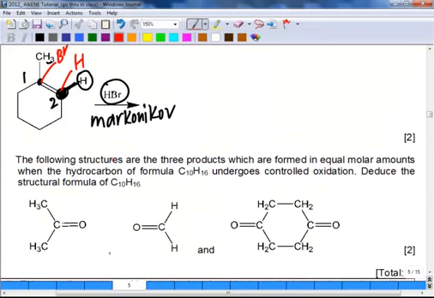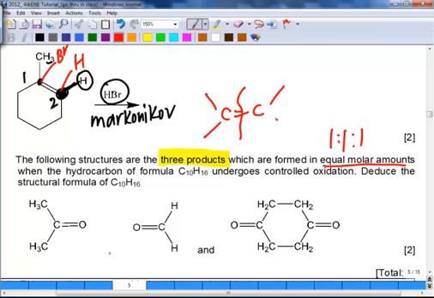Okay, let's take a look at this part. You have 3 structures, okay? 3 products formed in equimolar amounts. Equimolar means what? 1 is to 1 is to 1. And over here, remember for a double bond, when we cut, what do we do to the double bond? Add an O. So now if we have a double bond O, if we want to get back to the alkene, we just take away the O and combine, correct?